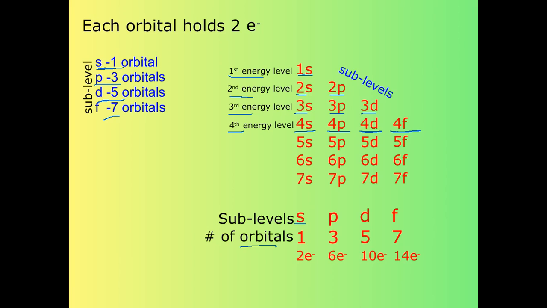An s sublevel can hold 2 electrons. A p sublevel with 3 orbitals can hold 6 electrons. D sublevels can hold 10, and f sublevels can hold 14. So when you add up all the orbitals in each sublevel, that tells you how many electrons can go in each main energy level.